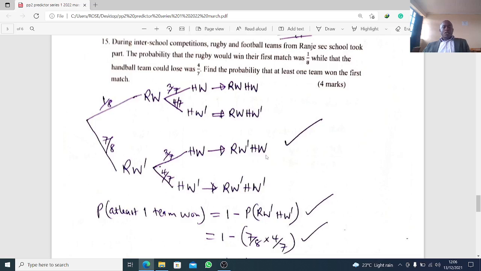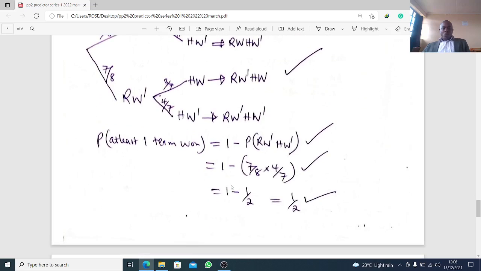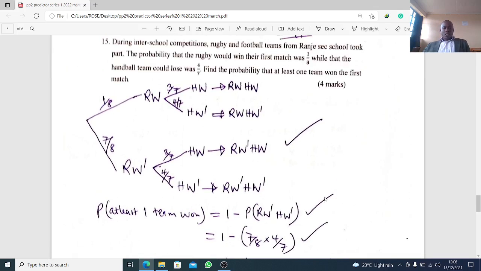Or simply, it is 1 minus none won. So the probability that at least one team won is 1 minus the probability that none of the teams won. None of the teams won will be 7 over 8 times 4 over 7. So it is 1 minus 7 over 8 times 4 over 7, and that gives you 1 minus 28 over 56, which is the same as a half. 1 minus a half gives you a half. So that is the probability that at least one team won in the first match.